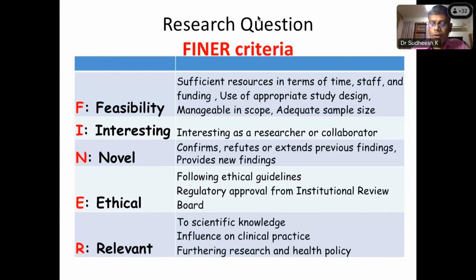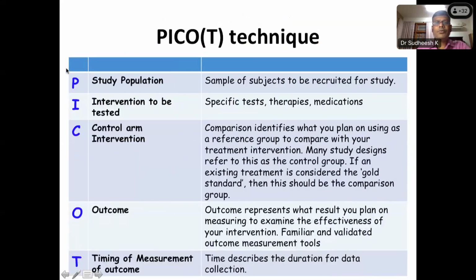So what is that PICOT criteria? We'll just go through that now. PICOT stands for, P stands for study population. So the research question should contain the sample of subjects who are going to be recruited for the study. For example, as I told in my earlier example, if you are doing a study on geriatrics and subarachnoid block, the population there will be the geriatric patient.